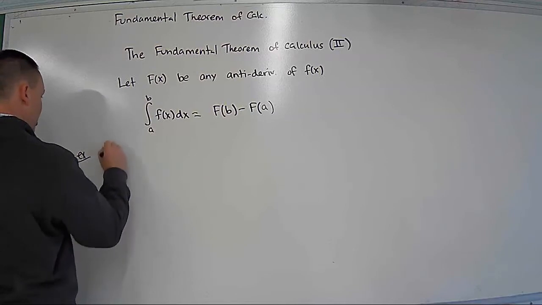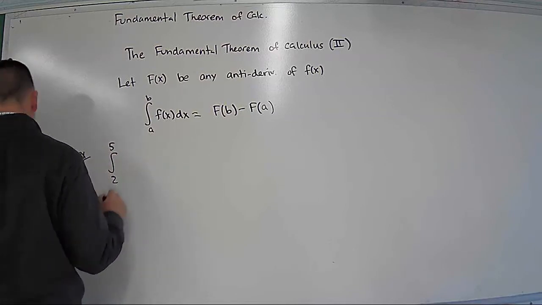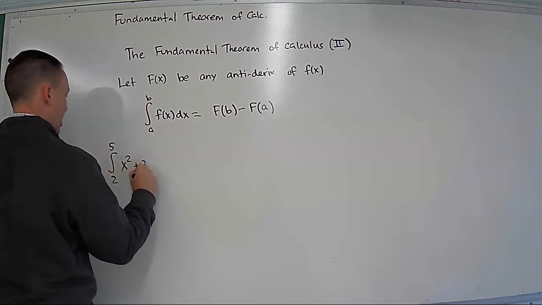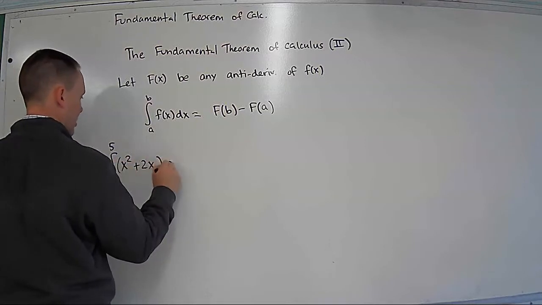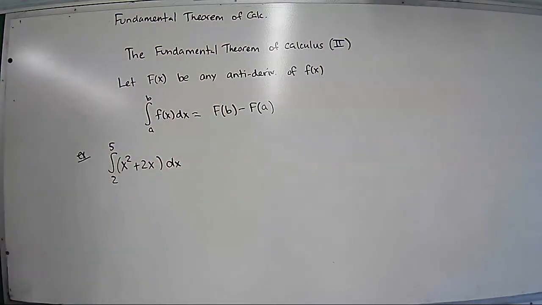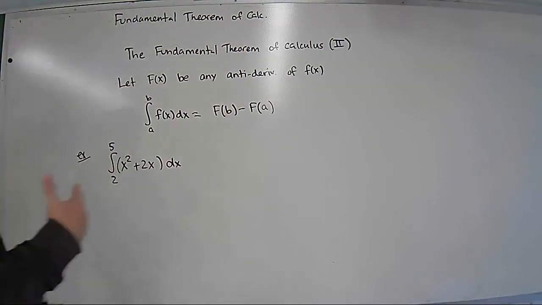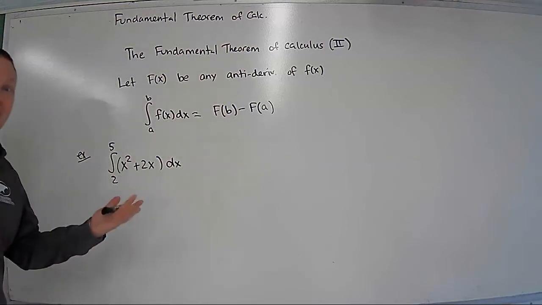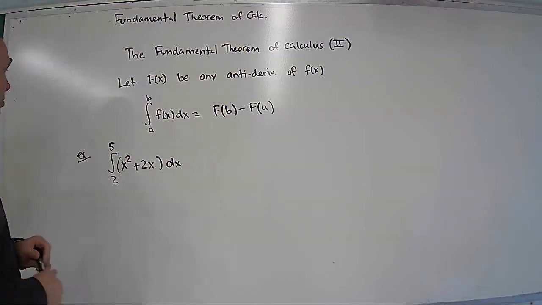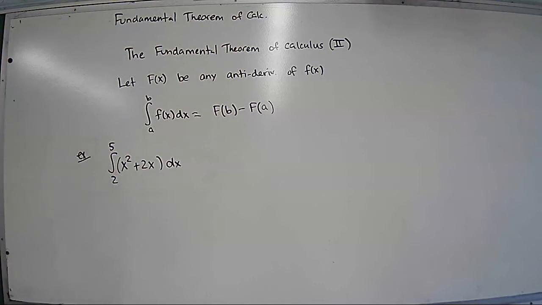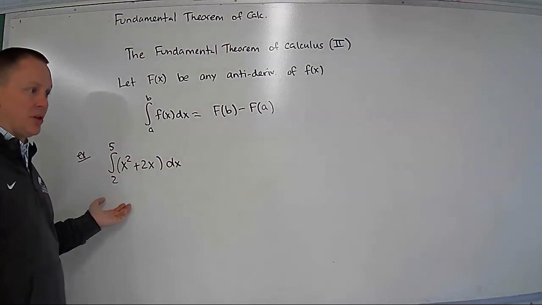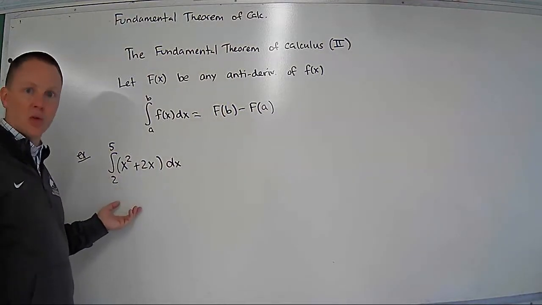So we'll say the integral from 2 to 5 of x squared plus 2x. Okay? So we're going to compute this integral. In fact, the textbook that we're using actually calls this second part of the fundamental theorem the computation theorem, the computation rule. It tells us how we compute a definite integral. We're not going to just stick this in Desmos to compute it. We're going to actually compute this one by hand.